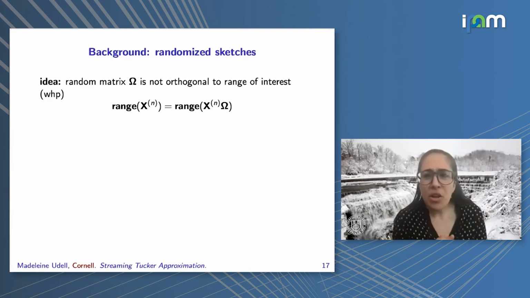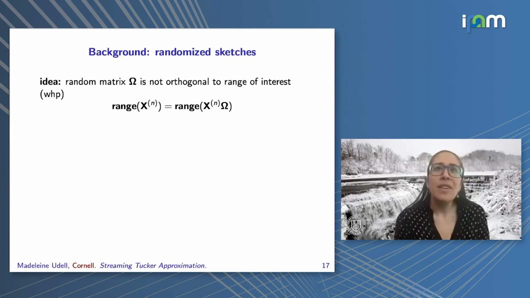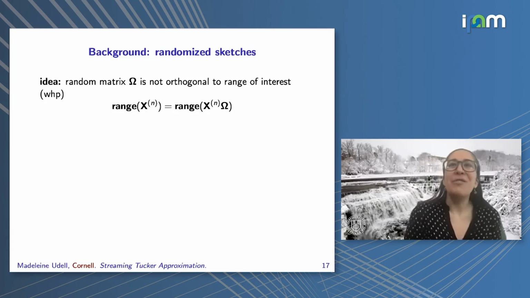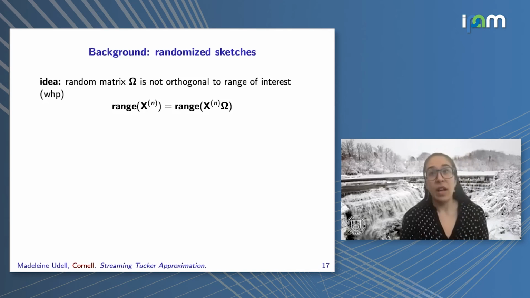Okay, so let me go a little bit deeper into how we use these randomized sketches. Here's the idea: if you pick a random matrix omega, it will not be orthogonal to the range of interest with high probability. So with high probability, the range of the nth unfolding is equal to the range of Xn times omega, as long as omega is large enough.